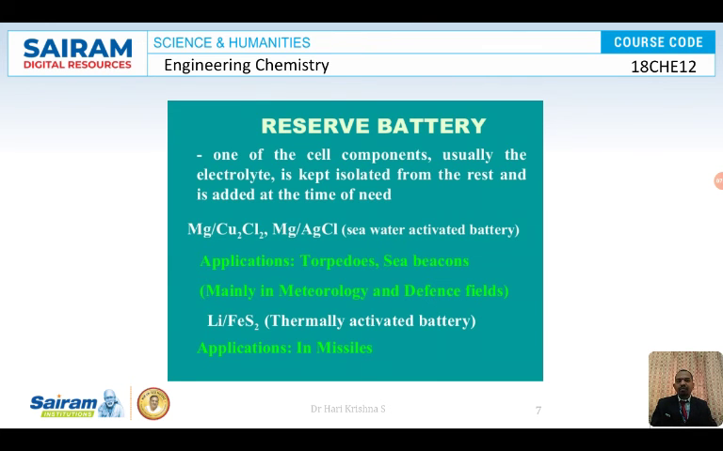Examples are the zinc silver oxide battery and the magnesium silver chloride battery. These are used in sea beacons, mainly in meteorology and defense fields. You also have lithium ferrous oxide batteries, used in thermally activated batteries, which are used in missiles especially. These reserve batteries are exclusively used for military applications rather than household purposes. Whenever you want, you can attach, and whenever you don't want, you can detach the battery.